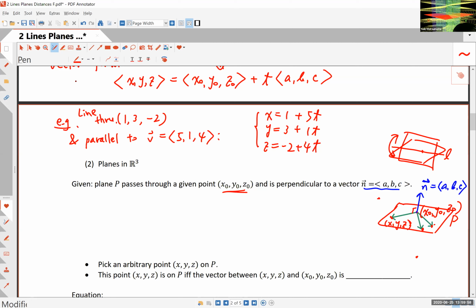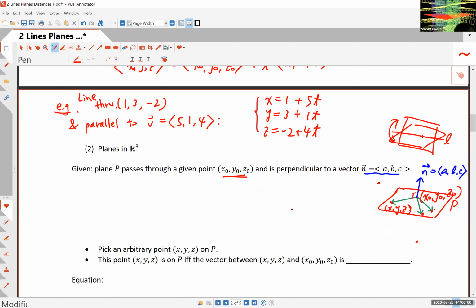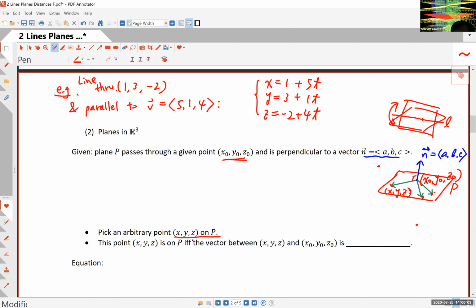Yeah. I am going to pick an arbitrary point x, y, z. I did that already, right? And then this point x, y, z is on this plane P if and only if the vector between x, y, z and x naught, y naught, z naught is perpendicular to n. Yes, that is the characteristic that defines x, y, z to be an element of this plane, or a point on the plane.